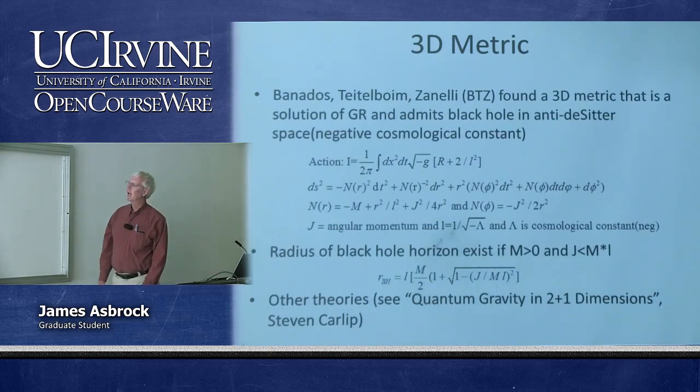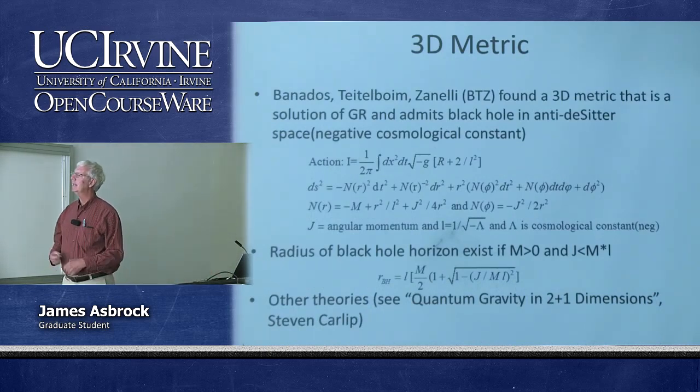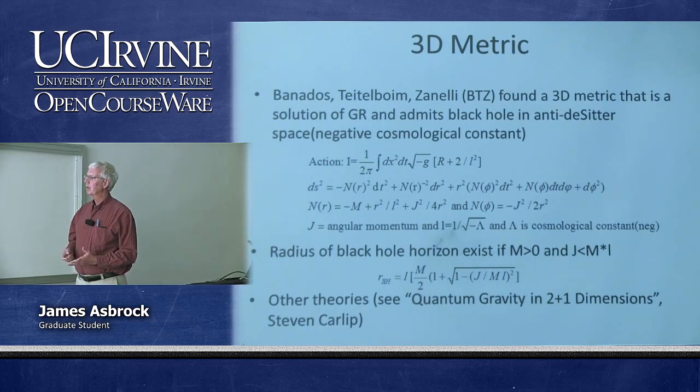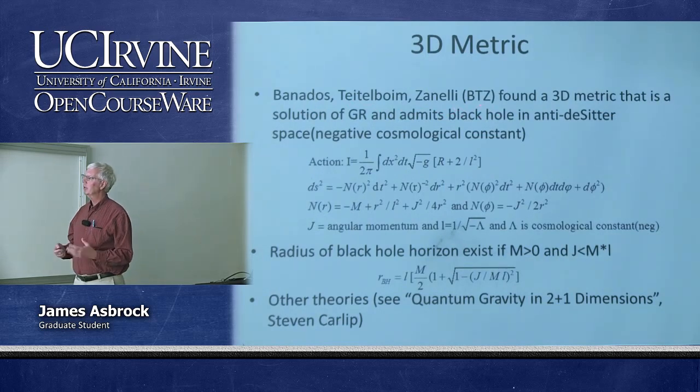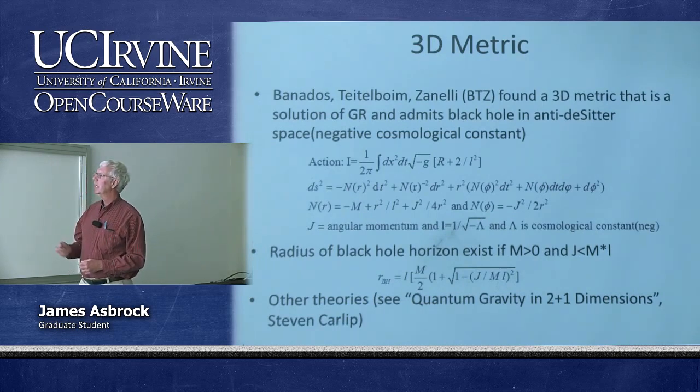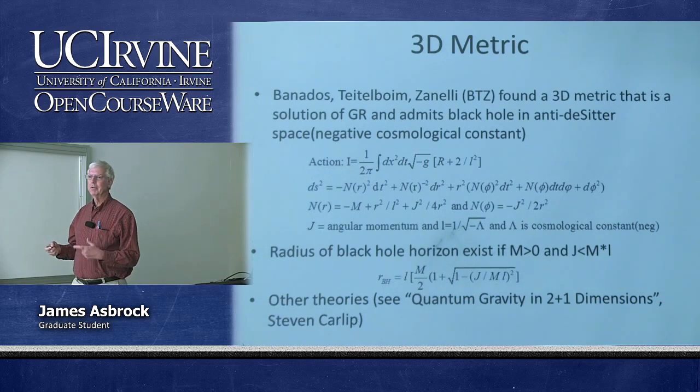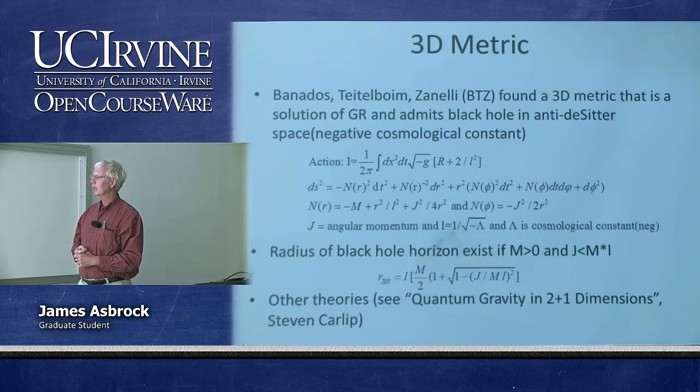So, 3D metric. One of the metrics I found that you can solve in general relativity was found by Bañados, Teitelboim, and Zanelli. So it's called the BTZ metric, and it's basically in 2+1 dimensions. However, it only admits a solution if the cosmological constant is negative. Otherwise you don't get any black holes, or the black hole has a negative or complex radius. So this is the action that he uses.